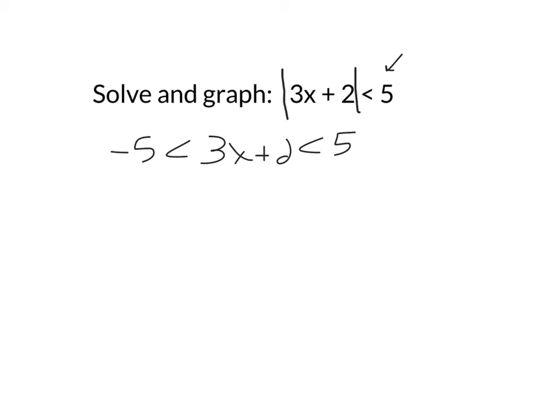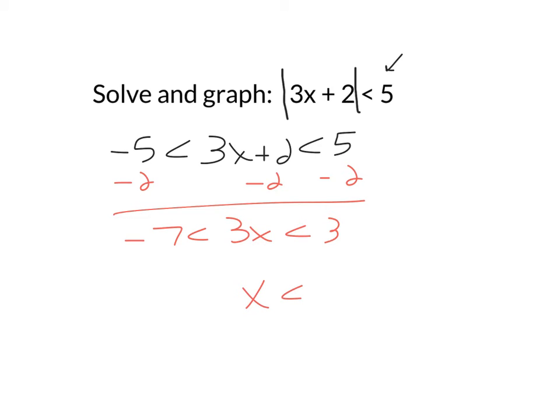To solve that, I'm not going to add, I'm going to subtract 2 from all 3 sides. And I get 3x. Over here I get 3. Over here I get negative 7. So divide all 3 sides by 3. 3 divided by 3 is 1. That's negative 7/3.